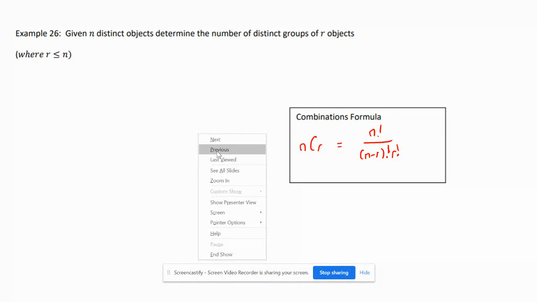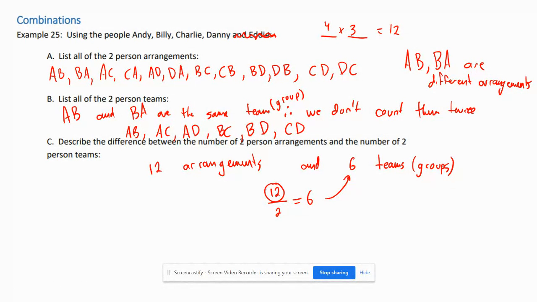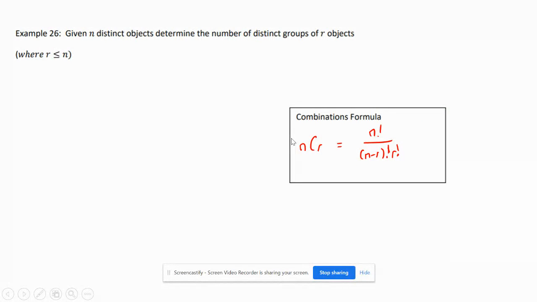Just want to go back for a second. This number over here was the same thing as 4 pick 2, and this number over here is the same thing as 2 factorial. So the number of groups calculation came from the total number of arrangements divided by 2 factorial, divided by r factorial. This part here was our nPr formula. So another way of writing nCr is nPr over r factorial.